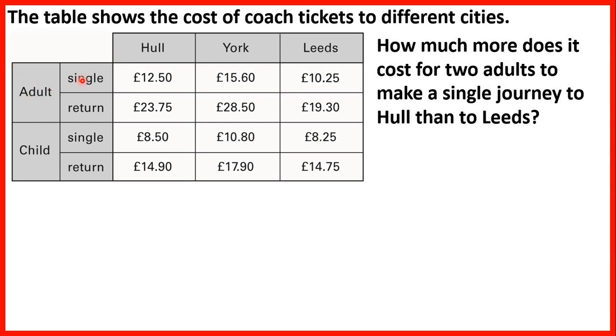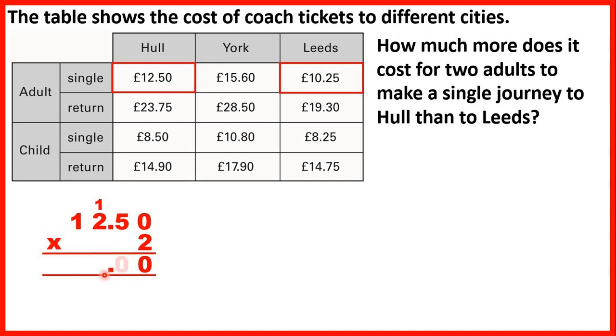We can see adult single, and if we go across to under Hull, we can see that that's £12.50. But that's the cost per adult, and we have 2 adults, so we're going to need to multiply that by 2. Then we also want the cost to Leeds, so if we find an adult single and go across to Leeds, we can see that that's £10.25. But remember, this table shows the cost per adult, and we have 2 adults, so we're going to need to first multiply both of our values by 2.